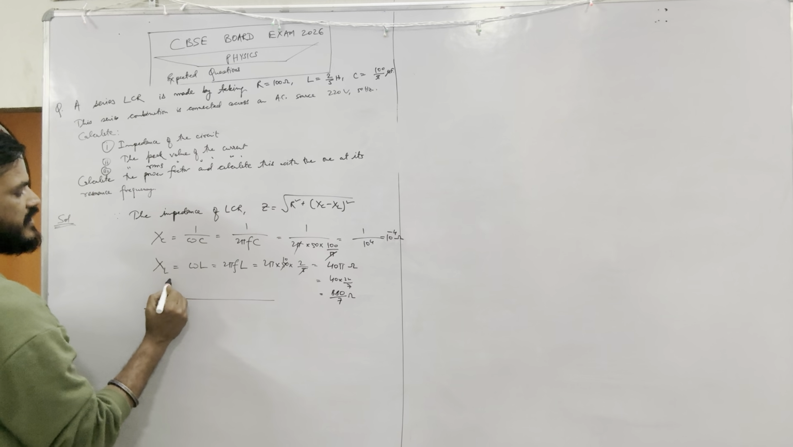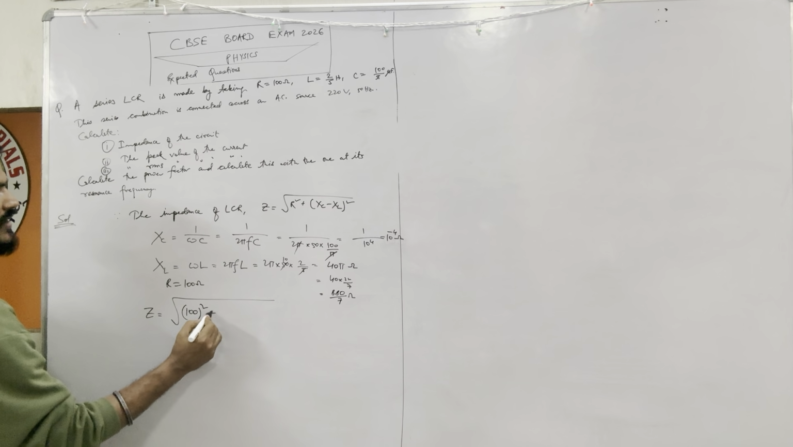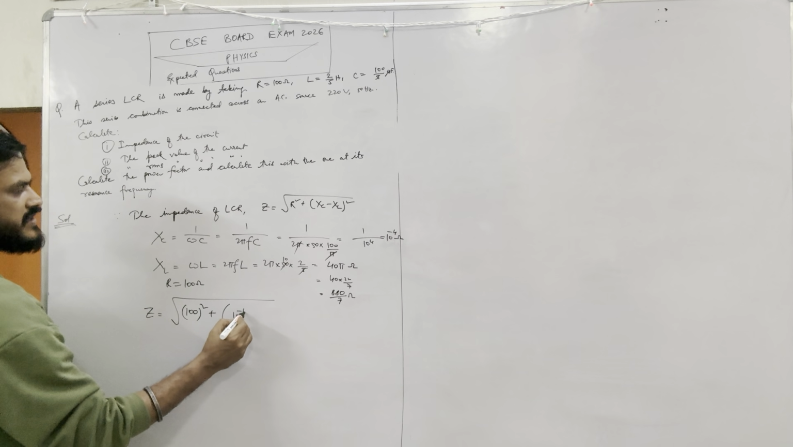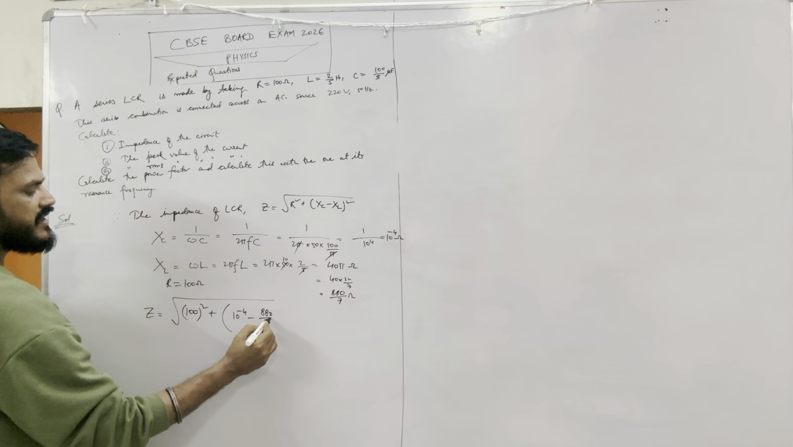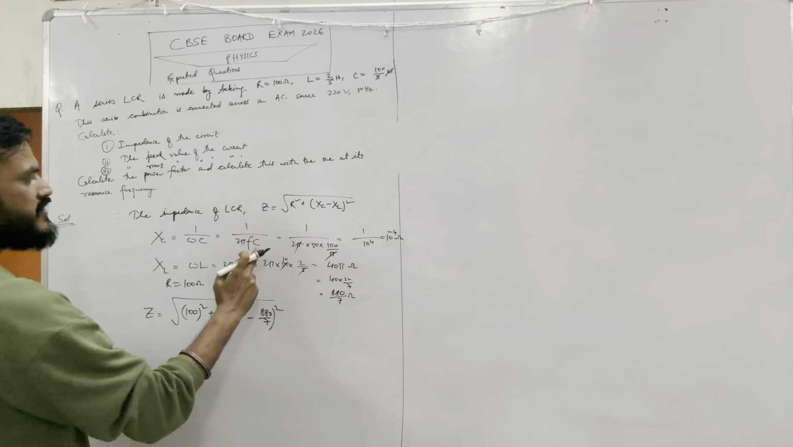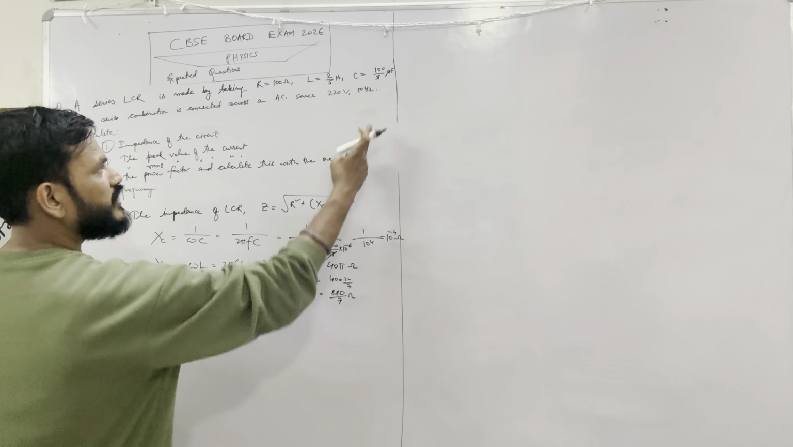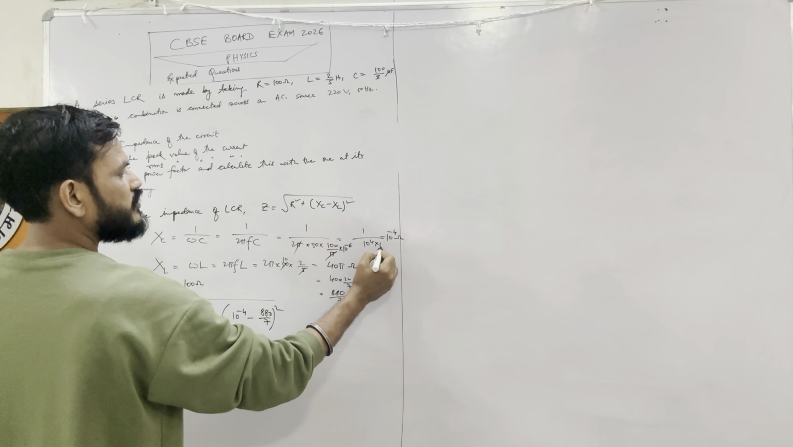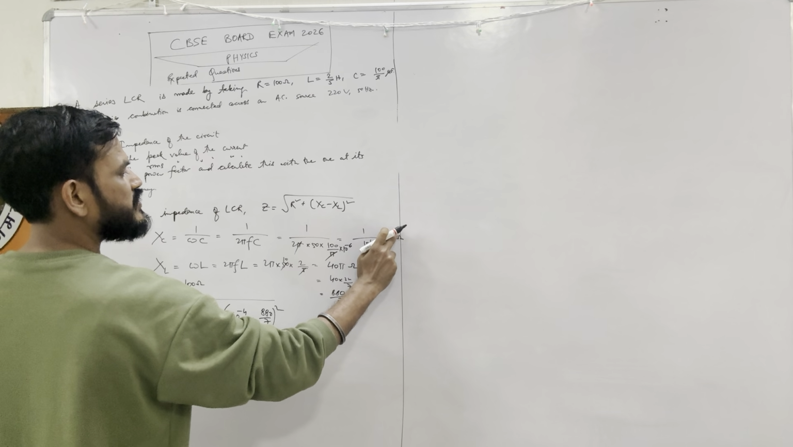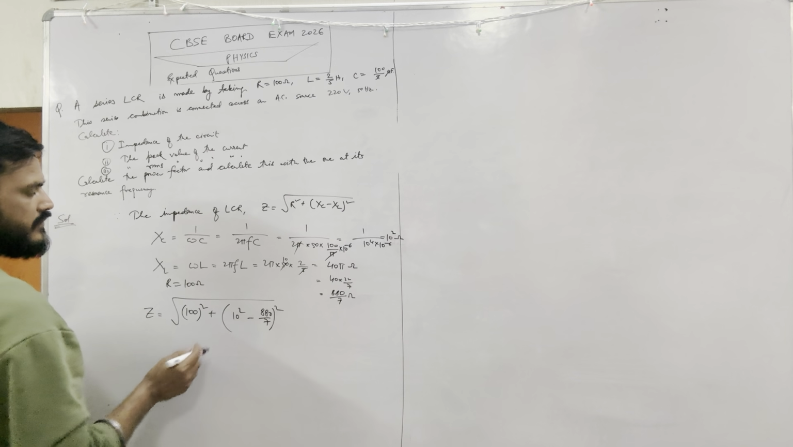So the impedance Z will be given by, R is also given, R is 100 ohm. So it is square root of 100 square plus (10 to the power minus 4 minus 880 by 7) whole square. Alright. So when you solve this, here you see it is not just 100 by pi, it is 100 by pi into 10 to the power minus 6 because it is microfarad. So it is 10 to the power minus 6, which becomes 10 to the power minus 2.